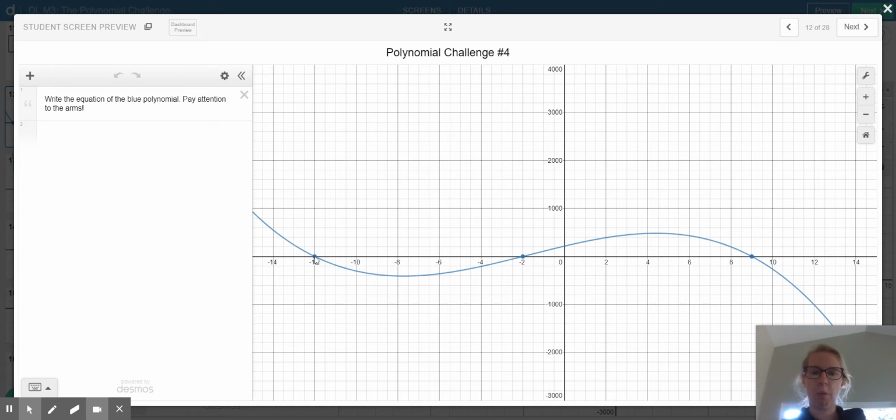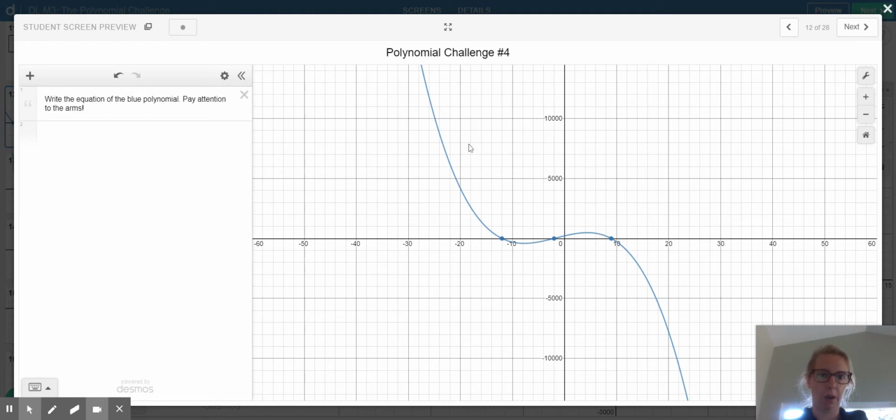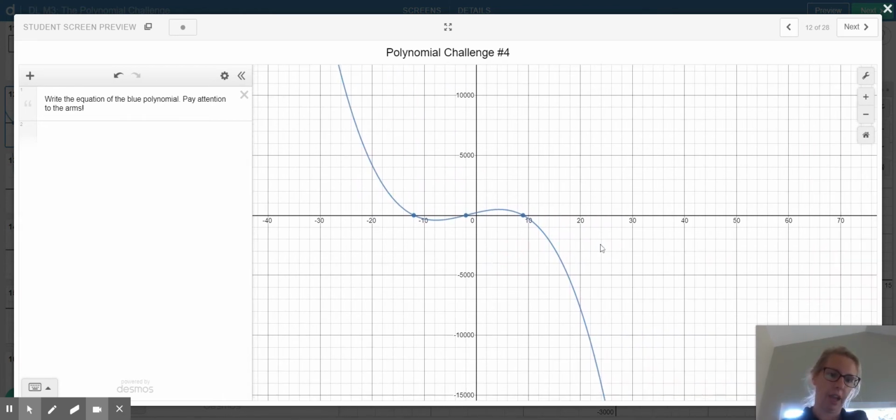Okay, so we have 1, 2, looks like 3 roots here, so I'm guessing this is a degree 3 polynomial. If I zoom out a little bit, I can see, yep, one arm is going up, one arm is going down. Now notice the left arm is up and the right arm is down. So as I'm going toward positive infinity on the x side, my y values are falling down to negative infinity. So this means we have a negative a value.